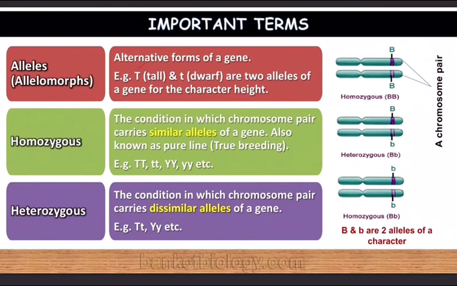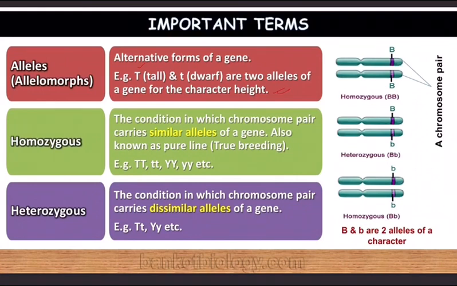So, from that point of view, the word comes allele, that is alternative forms of a gene. Alleles are alternative forms of a gene. For example, capital T, small t. Capital T gene is responsible for tallness of the organism, like a tall human being. Small t is responsible for dwarfism, shortness, stunted growth.